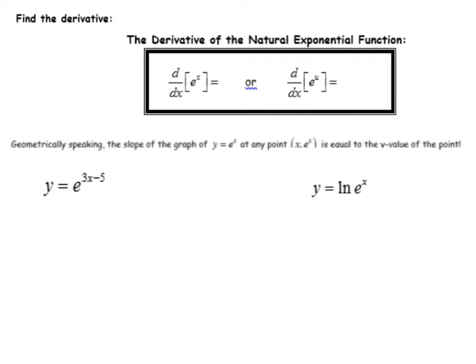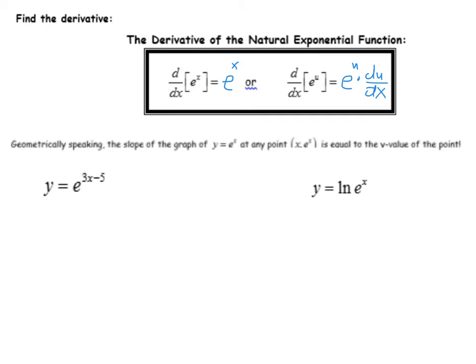Okay, so the derivative of the natural exponential function, the derivative of e to the x, is e to the x. Or if I take the derivative of e to the u, it will be e to the u times the derivative of u, du dx. Okay, it's my favorite one, so easy.